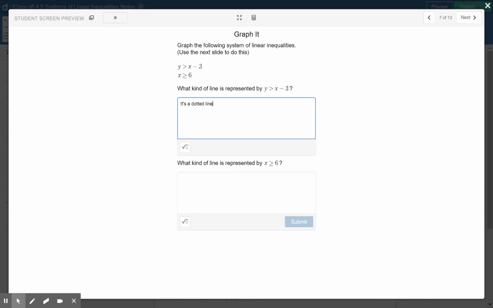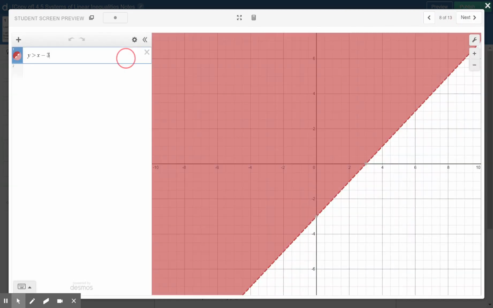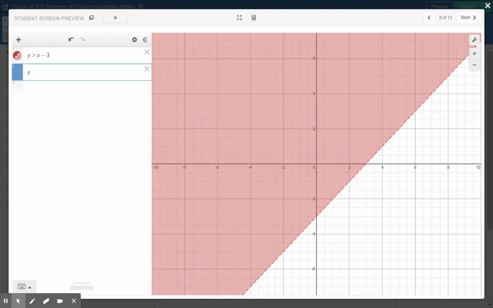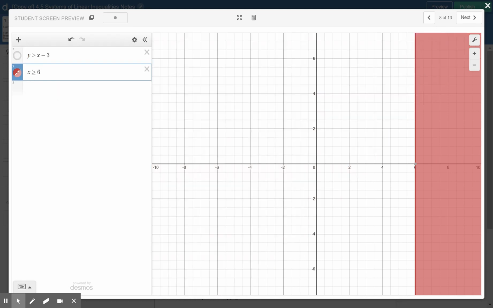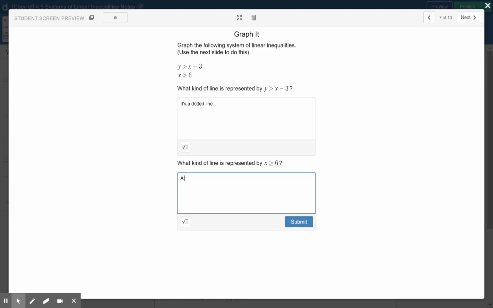And now we have x is greater than or equal to 6. So this would be one of our special cases. It's a vertical line, but this time it's an inequality. Make sure you type the right letter. So we have x is greater than or equal to 6. So we have the greater than symbol, and then we have that solid line.